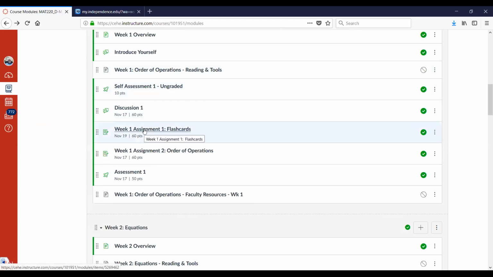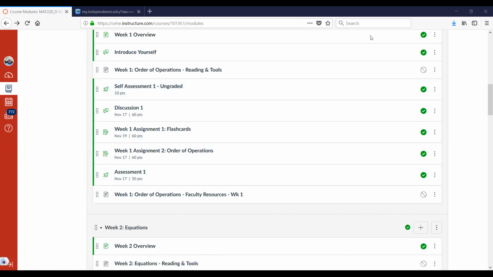Your first week assignment, there's a worksheet in assignment 2. Assignment 1 is to make flashcards about the various steps in the order of operations. You also have an assessment. So right now I'm going to go to a PowerPoint.